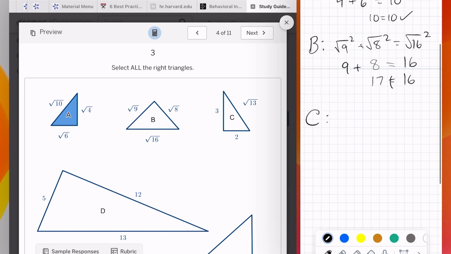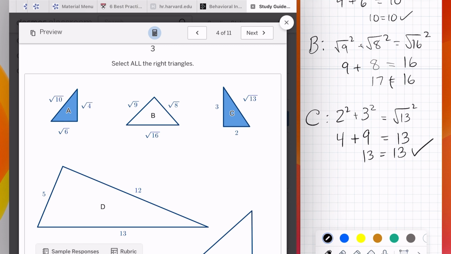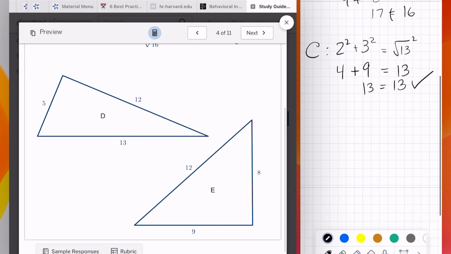All right, for C, if this were a right triangle, the square root of 13 would be the hypotenuse, so that's going to be in the C spot. Then we have 2 squared plus 3 squared, and let's see if that's equal to the square root of 13 squared. 2 squared is 4, 3 squared is 9, and the square root of 13 squared is 13. So we get 13 equals 13. That is true, so that's a right triangle. Okay, continuing on.